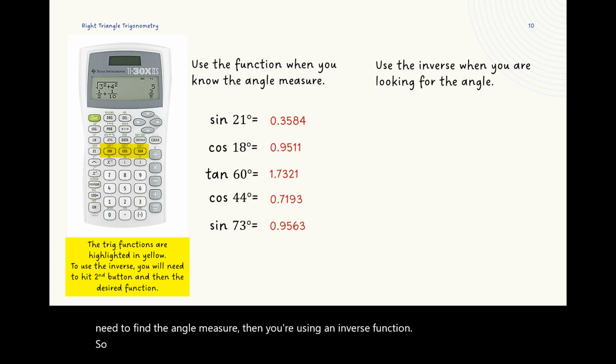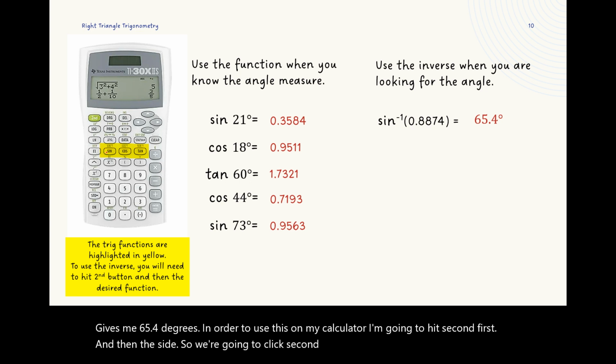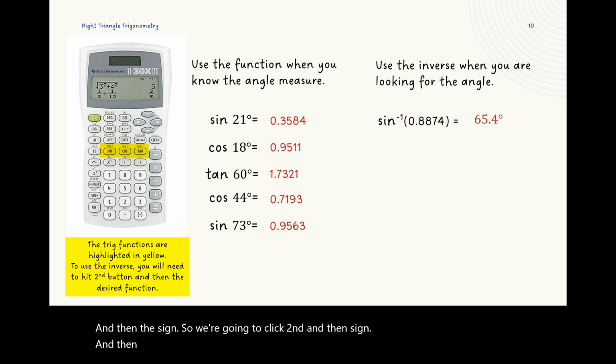So if I have a ratio of 0.8874, the inverse sine of 0.8874 gives me 65.4 degrees. In order to use this on my calculator, I'm going to hit second first and then the sine. So we're going to click second and then sine and then type in the 0.8874. Then when you hit enter, you should get 65.4.